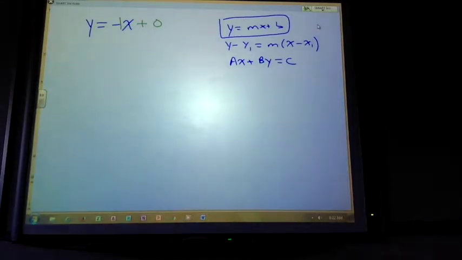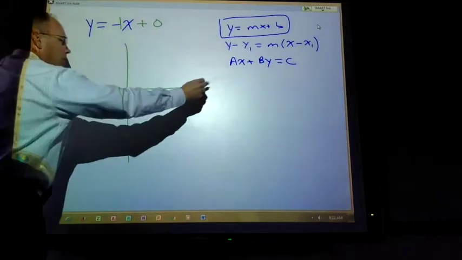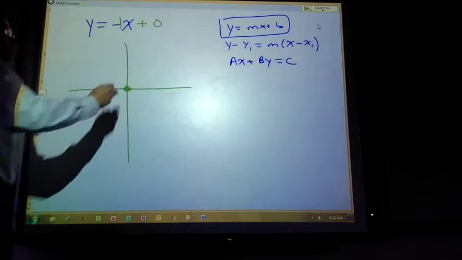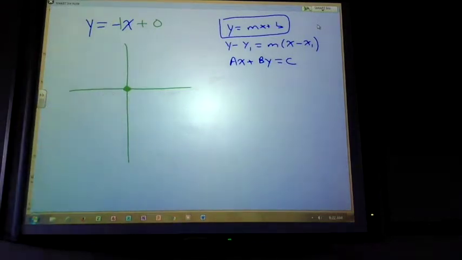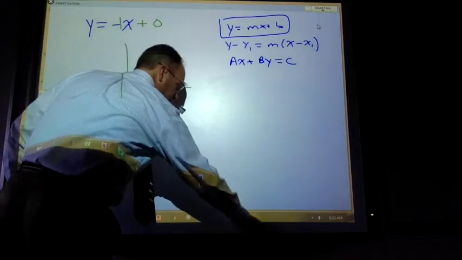Is that now slope-intercept form, point-slope form, or standard form? Slope-intercept. Darby, where does it cross the y-axis? At 0. So this one happens to cross at the origin. If I am missing my b value, that means the b value is nothing. Nothing is 0. And my slope is going to be what?